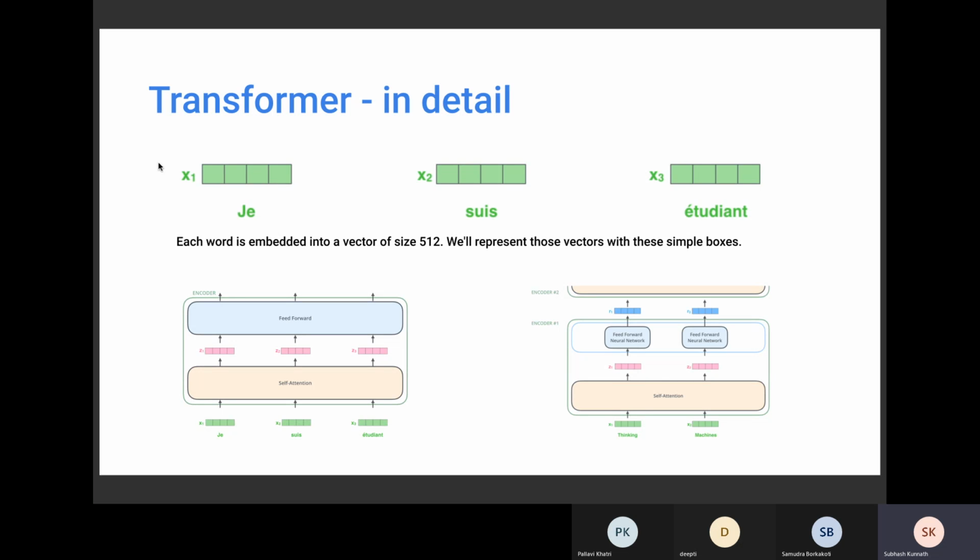And once the words are converted to vectors, they are fed to the self attention, and then you get some output out of it, which is again fed to feed forward neural networks.